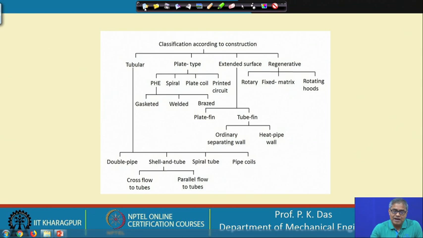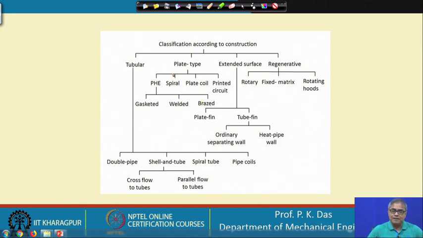Then the next type of heat exchanger, or next type of geometry which we can think of, is plate type. You see, this is plate type. So, PHE, plate heat exchanger, is a very important kind of heat exchanger, and there could be different constructions: gasketed plate heat exchanger, welded plate heat exchanger, brazed plate heat exchanger. Plate heat exchanger also we are going to spend some time on, so you can get some idea regarding the plate heat exchanger when we do that.